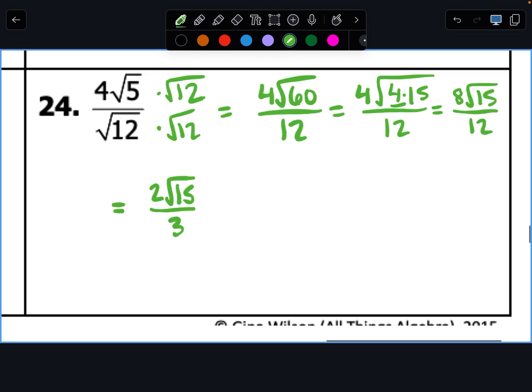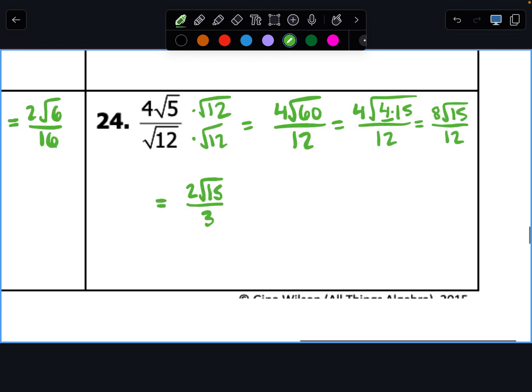On the back side, there's more. Oh my god, we do have a little bit more.